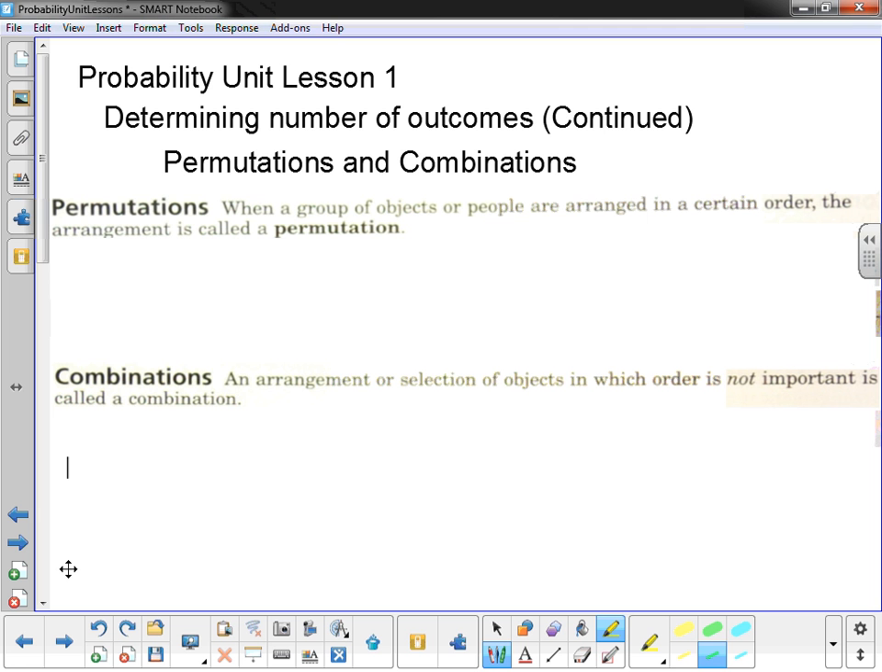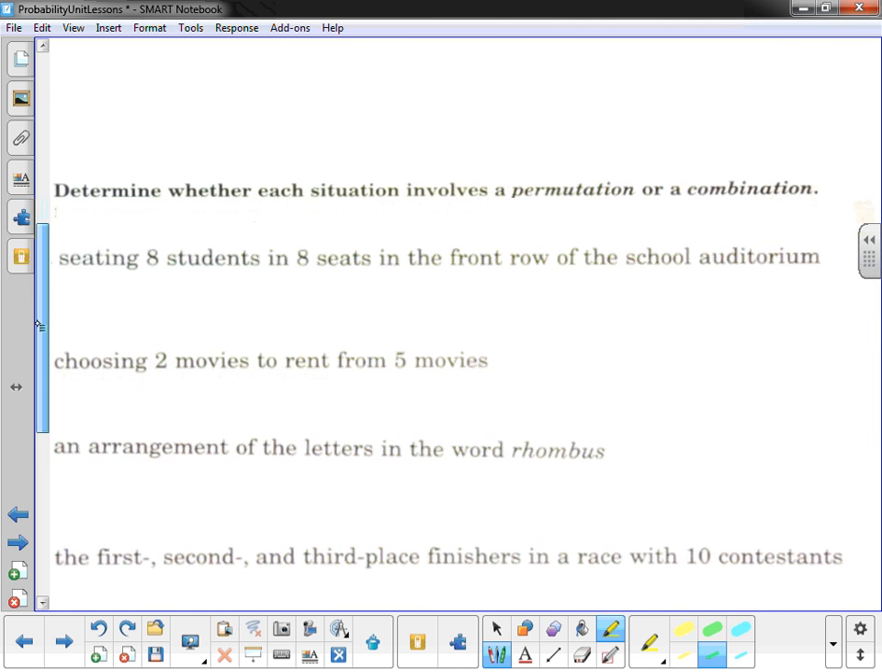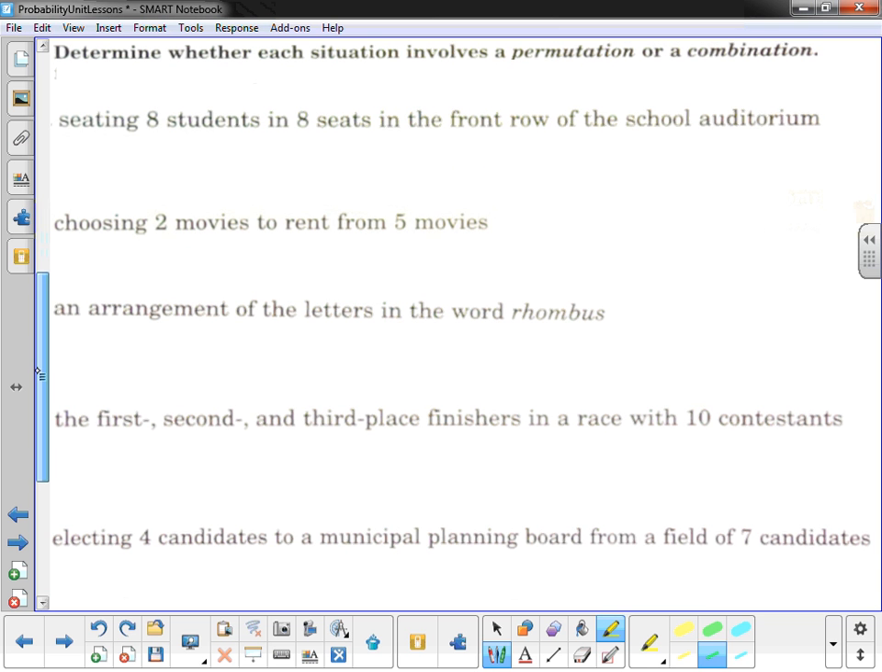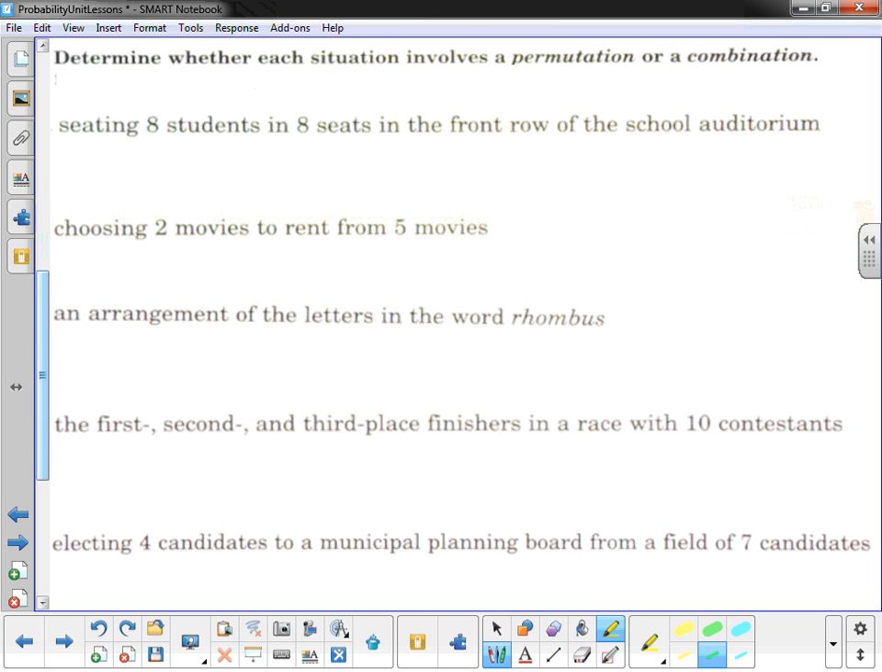So let's start and see if we can figure out how this works. Determine whether each situation involves a permutation or a combination. We're going to seat 8 students in 8 seats in the front row of the school auditorium. Permutation or combination? The answer is permutation, because the order matters once we get them in those seats.